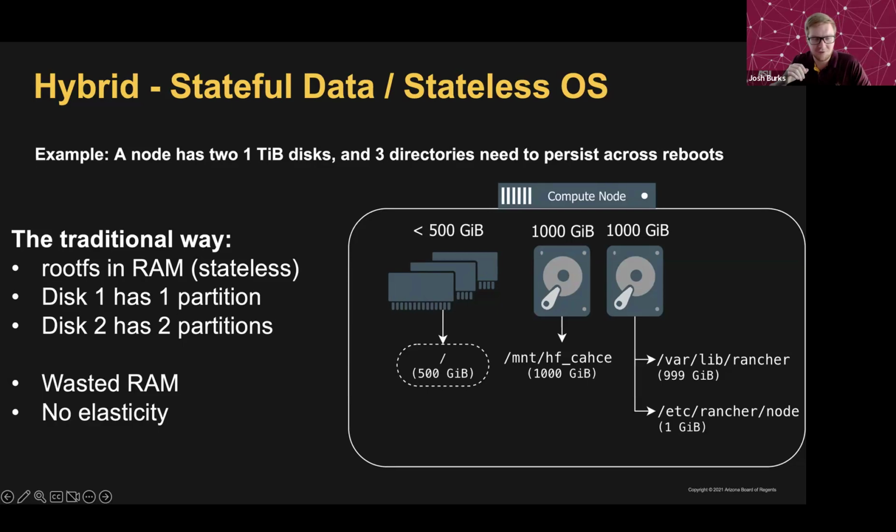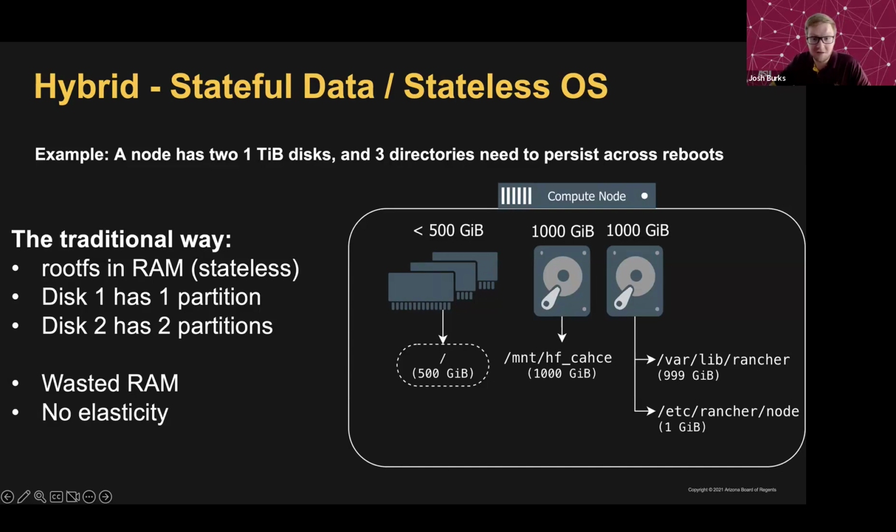We'd have to mount those with fstab to make sure that those parent directories exist, so they're not going to overlap anything that might exist on the node already. We are wasting some memory here. If we have a large container in memory, that takes away some of the memory that's available to researchers. And there's no elasticity in this. If the /var/lib/rancher directory in this example needs 1.1 terabytes, it can't have that because that other space is reserved for the Hugging Face cache over there.